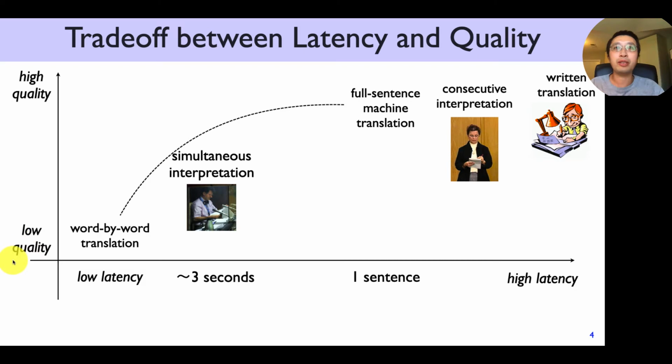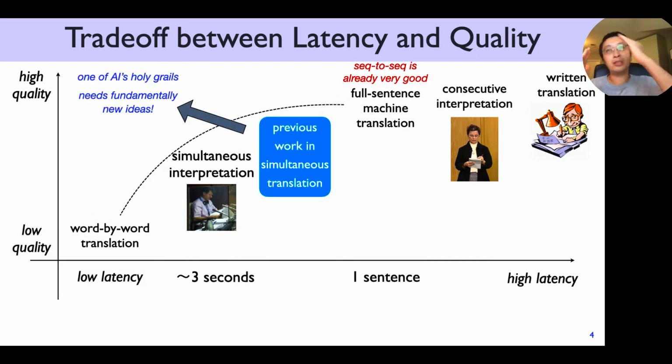So there's a trade-off curve, right? What we want to do is to push towards the top left corner, where you would have low latency and high quality. But previous work in simultaneous translation, before we jumped into this field, had very bad latency. Actually, quality is not very good either.